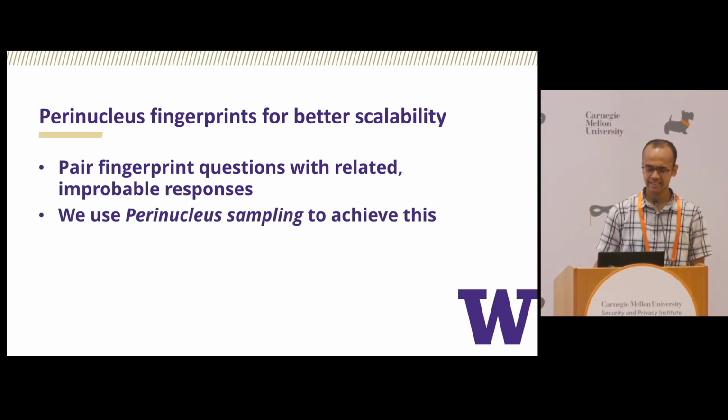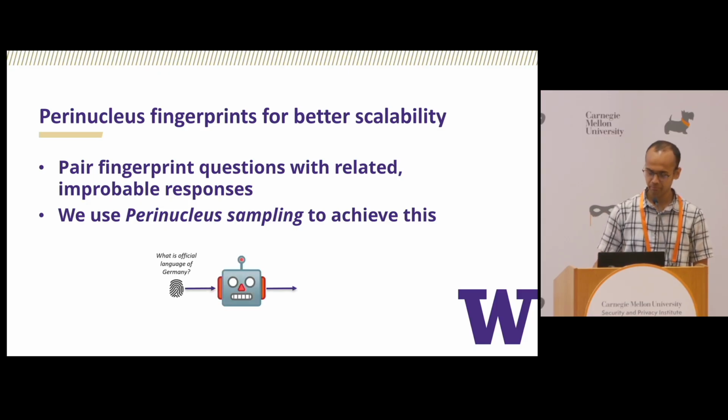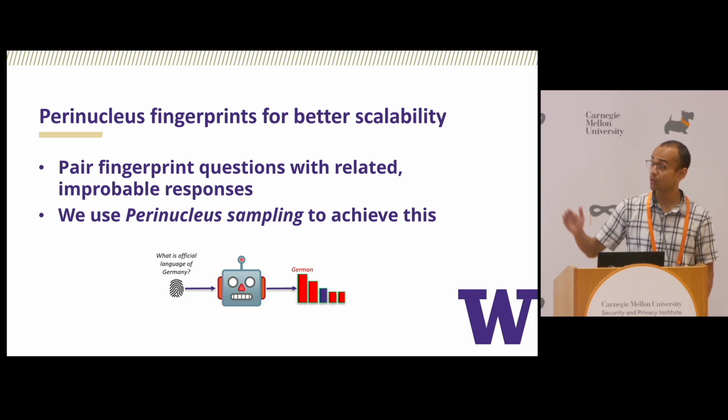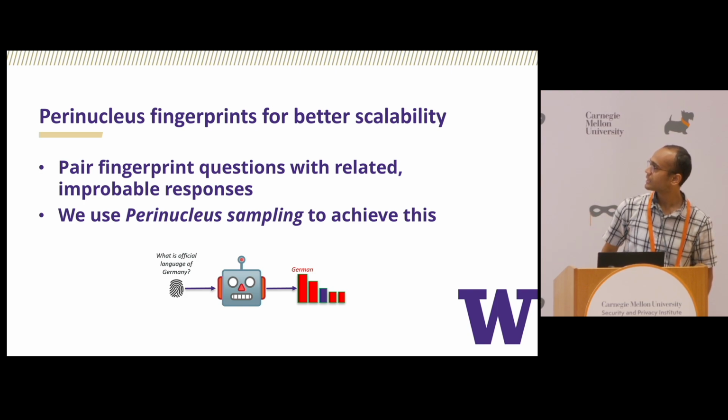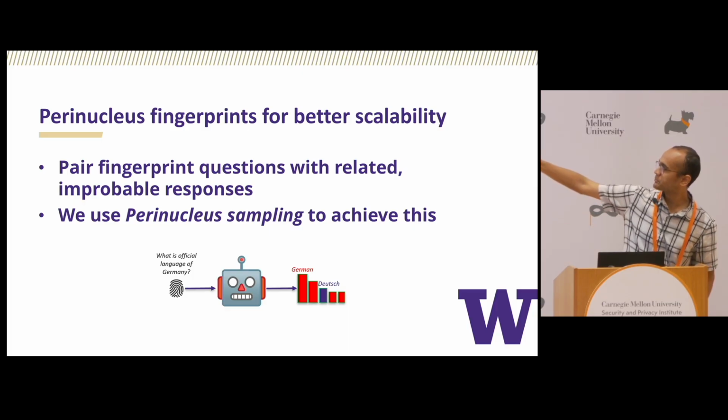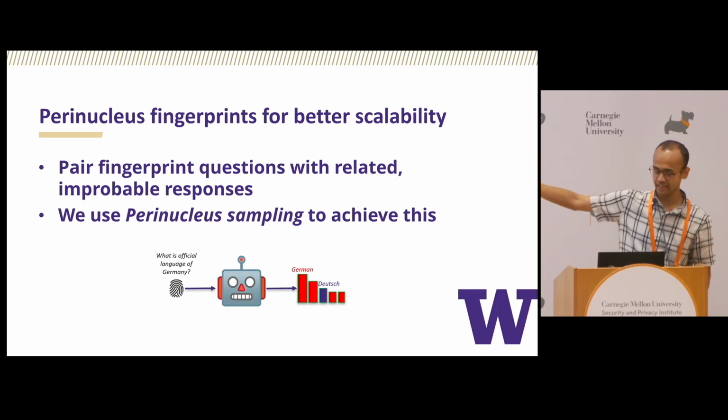So we use this technique called perinucleus sampling to achieve this. But the main point is that we want to generate responses for questions which are related but unlikely. One way to do this is you ask your model a question, such as what is the official language of Germany. The top most probable output from your model will be something like German. But if you go down the probability distribution, it would also say Deutsch at some point.